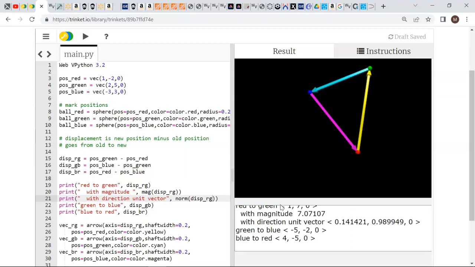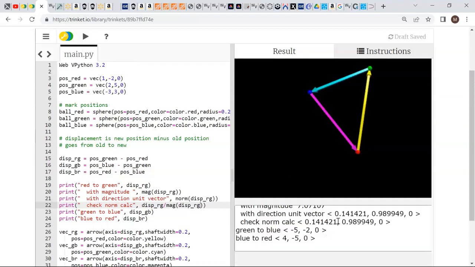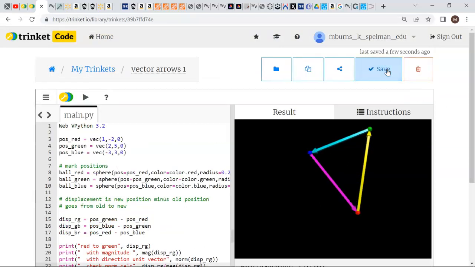Just for completeness, you can check that normalization calculation. Check norm. Go outside the parentheses, comma, we can take the displacement vector RG and divide it by its magnitude, mag of displacement RG. And get the same number. It's just a little easier to use the norm function. Okay, remember to save often.